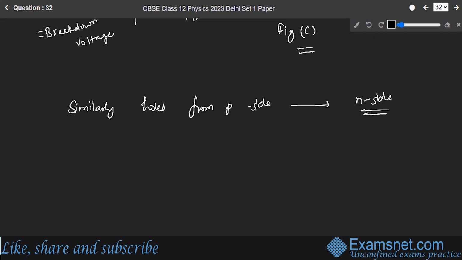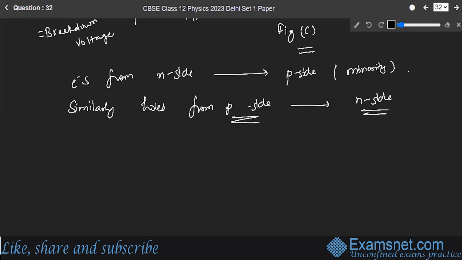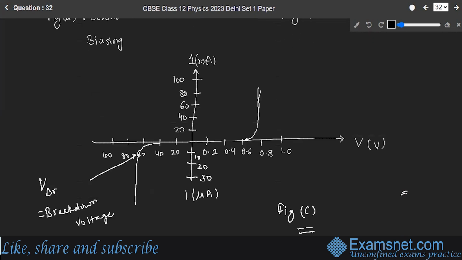So let's write it over here again. Due to the applied voltage, electrons from N side cross the depletion region to reach the P side where they are minority carriers. And similarly, holes from the P side cross the junction and reach the N side where they are the minority carriers. Hope you're clear with this.